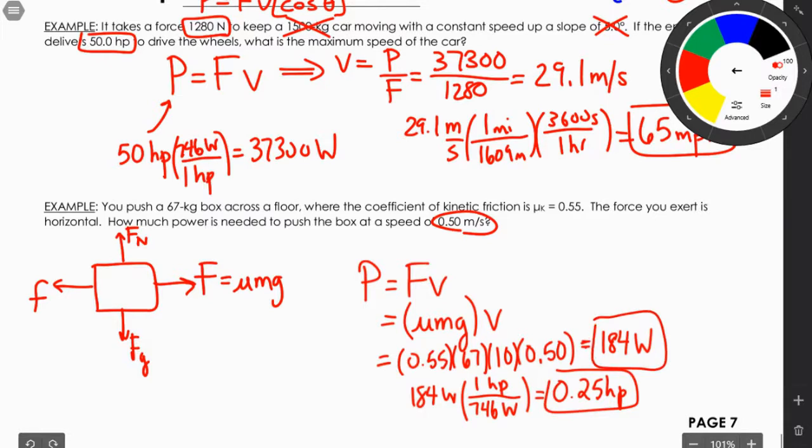And so you can see there's multiple conversions there, because Quest and tests like to mess around and ask you to report answers in different units. But that concludes unit 3 here, talking about work, energy, and power.